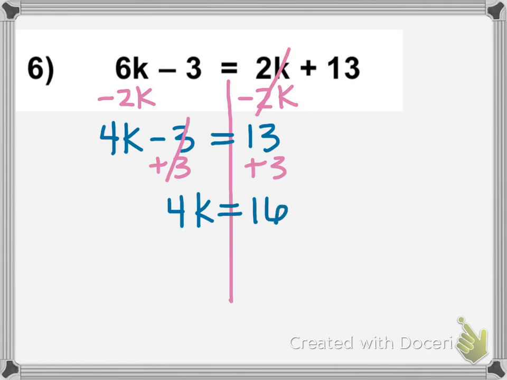The last step in trying to get my variable by itself is to get rid of the 4, that coefficient that's connected to it through multiplication. So we're going to undo that by division. We're going to divide both sides by that 4. 4 divided by 4 is 1. 1 times k is just k. And 16 divided by 4 on the right is 4.